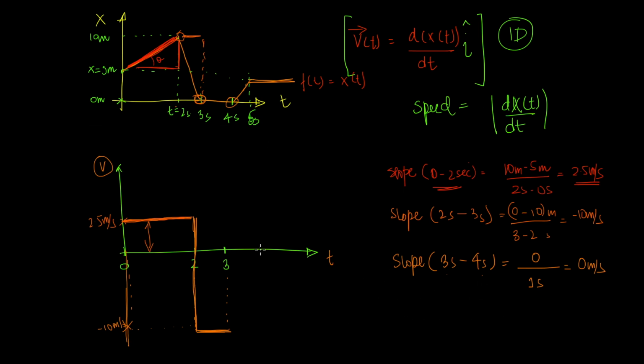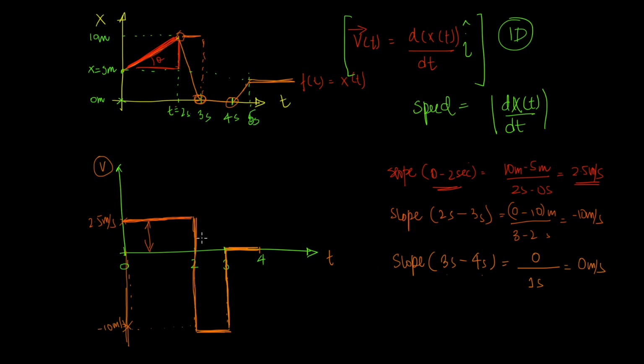That means for the next 1 second, that is from 3 seconds to 4 seconds, the body holds a velocity of 0. So again, it's a discontinuous function and comes down to 0 from 2.5 and goes up from -10. So you must also connect this vertical line as well.